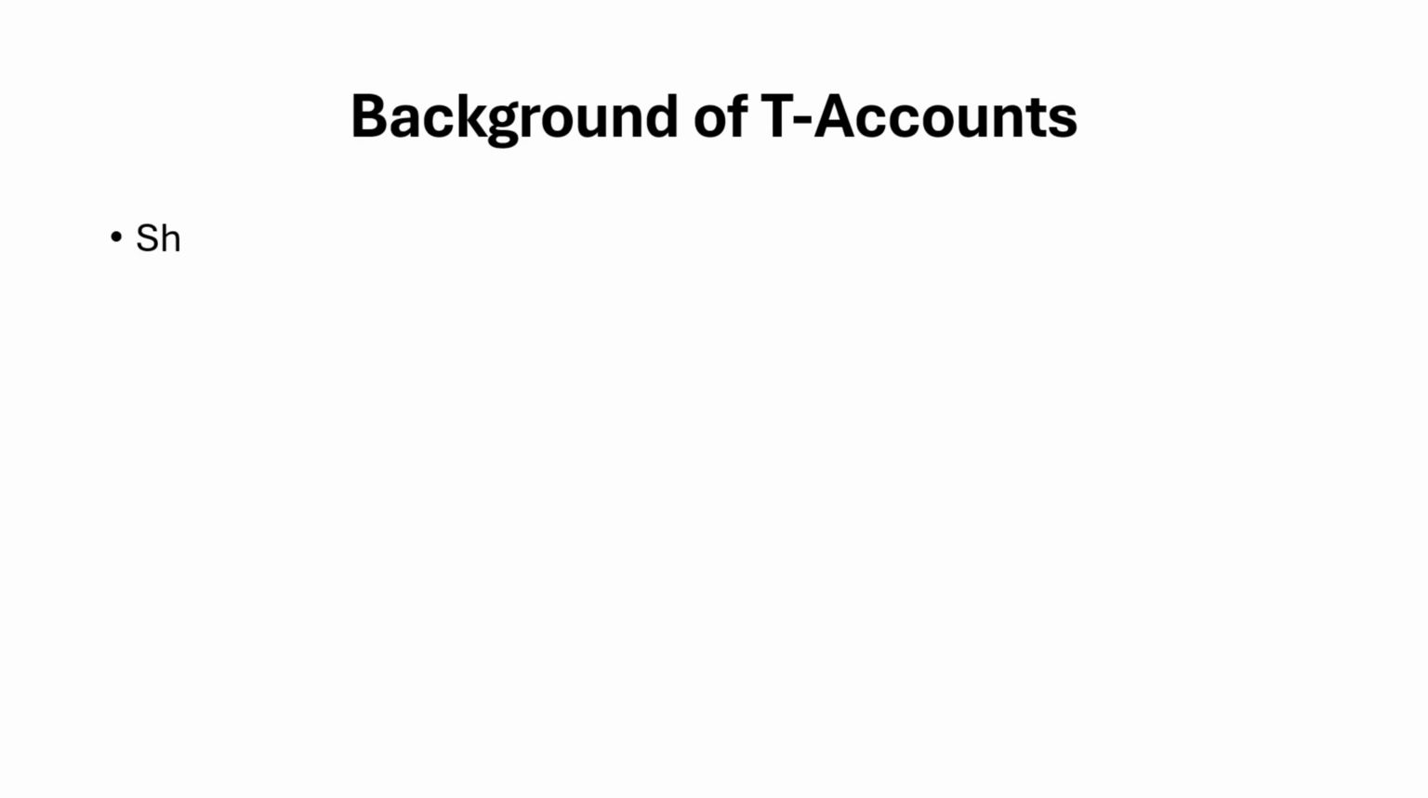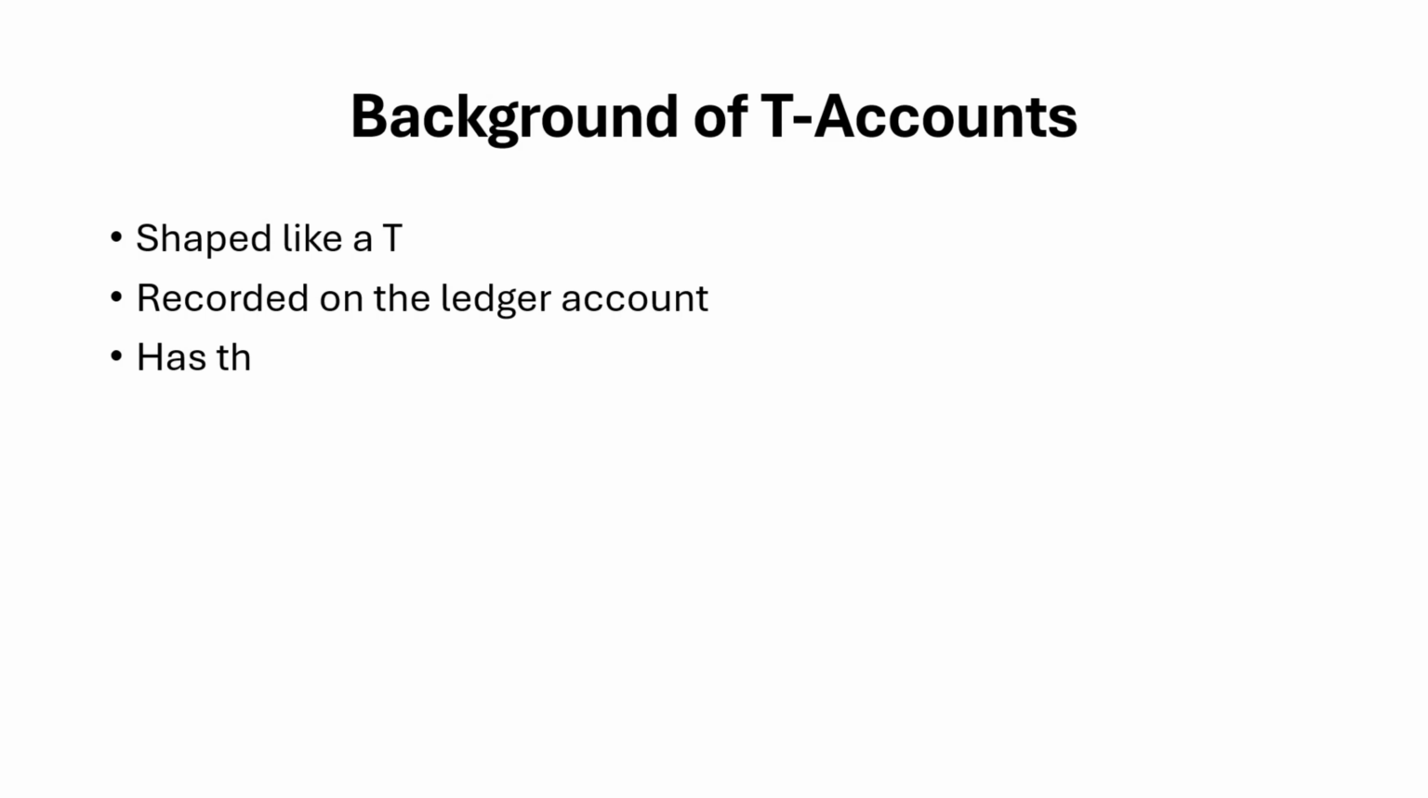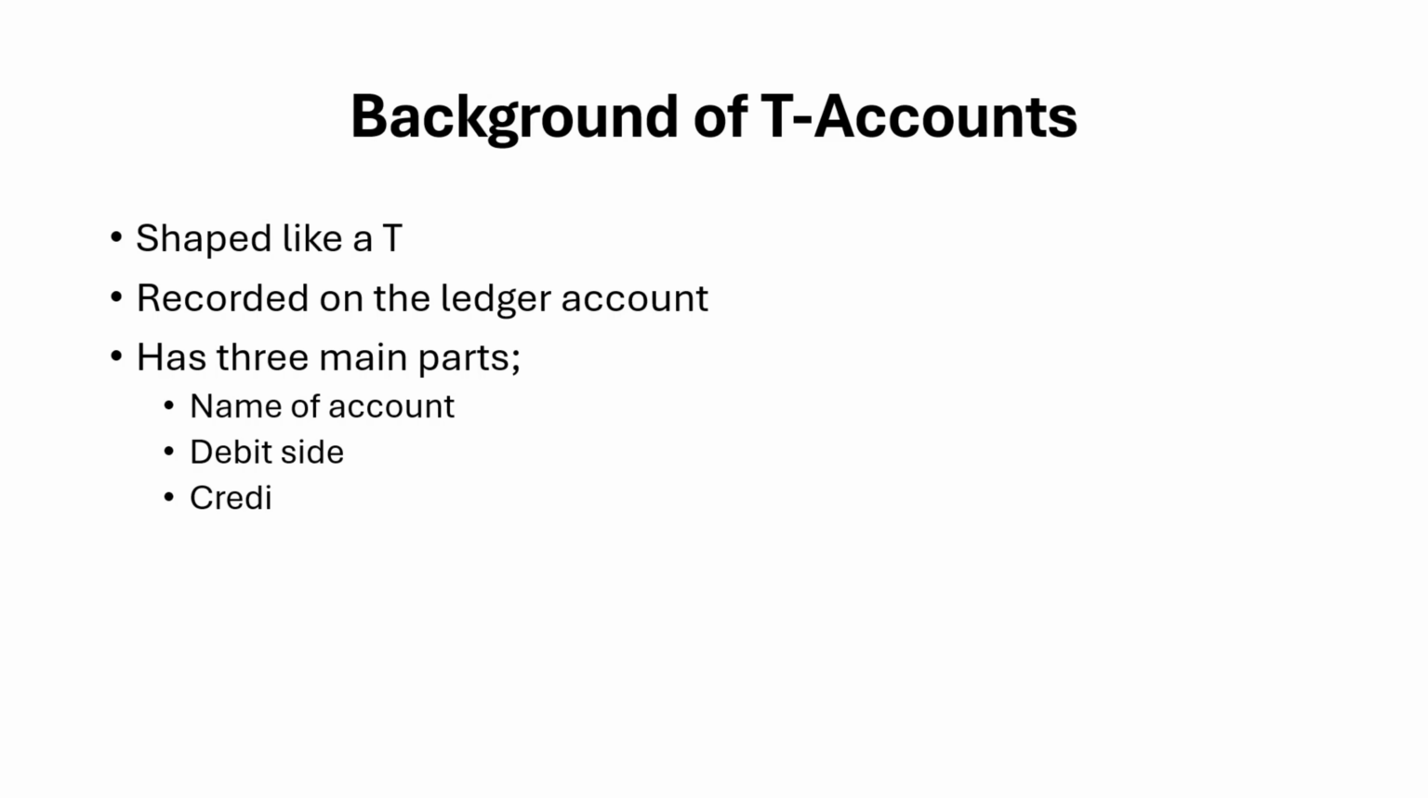Let us look at the background of T accounts. They're shaped like a T, that's why they're called T accounts. They are recorded on a ledger account. They have three main parts. You have the name of the account on top, then they have the debit side on the left and the credit side on the right.